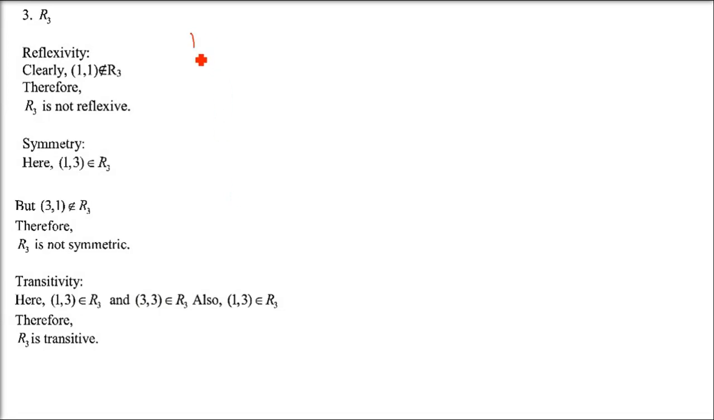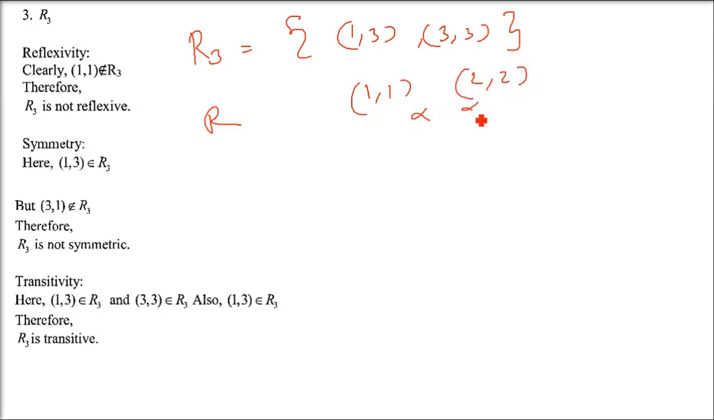Now coming to the R3. R3 is 1 3 and 3 3. Now it's very clear 1 1, 2 2, 3 3 is not there, so it is not reflexive. Only 3 3 is there. 1 1, 2 2 is not there, so it is not reflexive. Symmetric: 1 3 is there, 3 1 is not there, so it is not symmetric as well. Third one, transitive. 1 3 is AB and 3 3 is BC. So 1 3, 3 3 is there, so 1 3 is also there. So it is transitive.